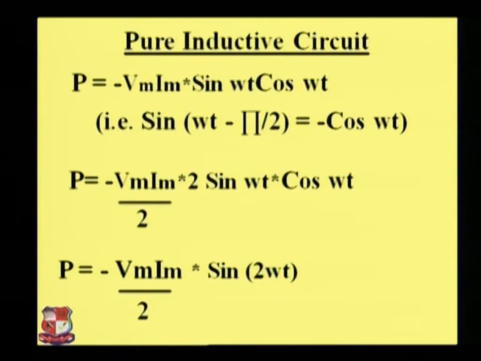Now 2 sin omega t cos omega t is again a mathematical identity, that is sin 2 omega t. So using that equation, P equals minus Vm Im by 2 into sin 2 omega t. Omega t is your theta. This is the angular frequency.